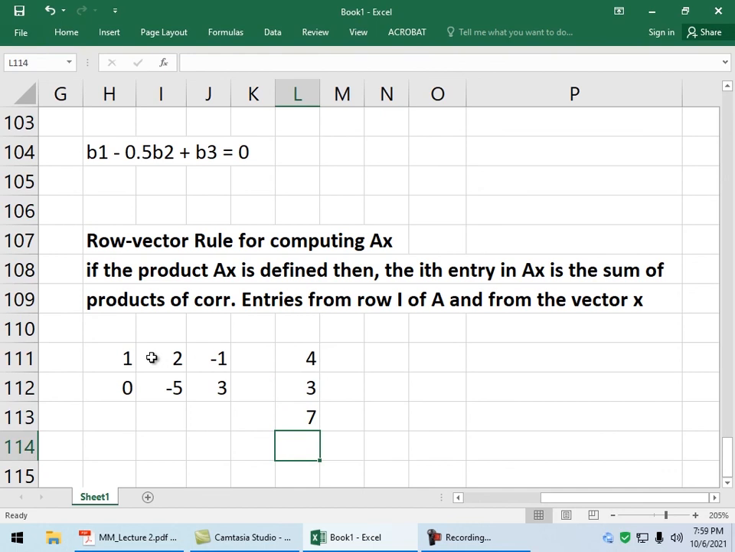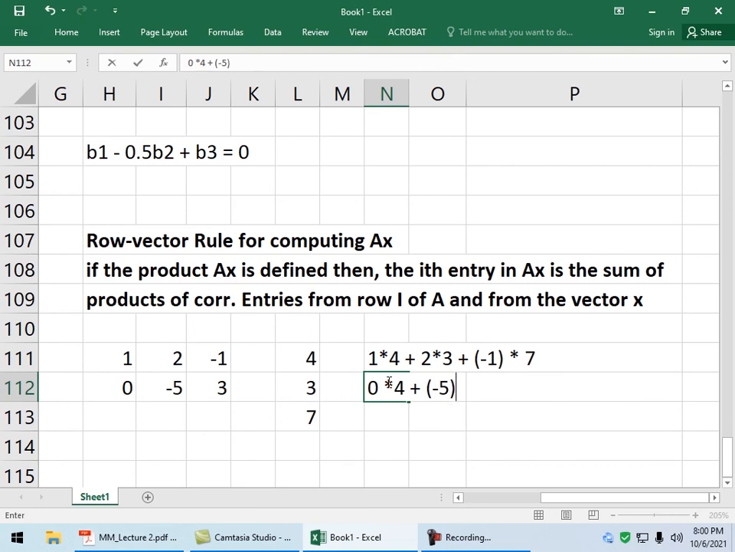How do we produce the product for the matrix? This is matrix A, this is vector X. We need to compute A times X. I will write it for the first time for you: this will be 1 times 4 plus 2 times 3 plus minus 1 times 7. And this will be our first element. And the second element will be 0 times 4 plus minus 5 times 3 plus 3 times 7.